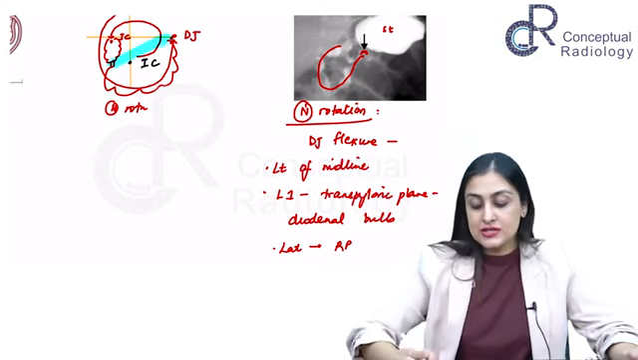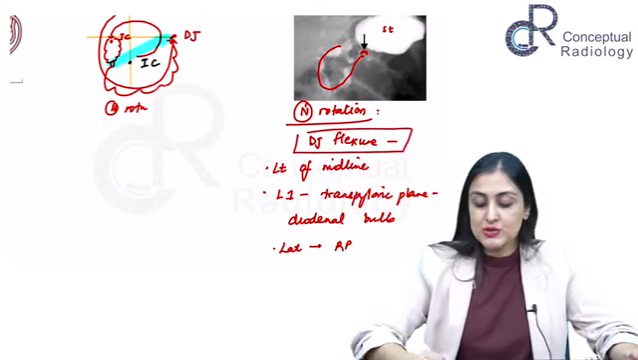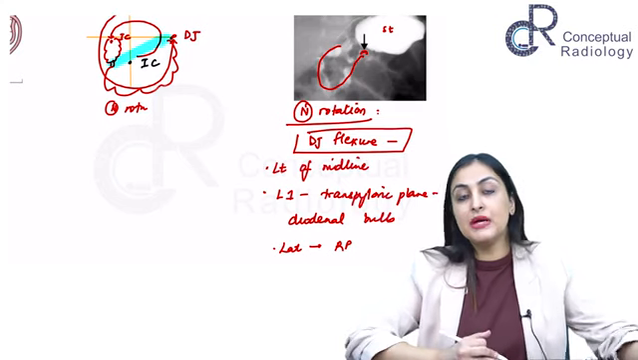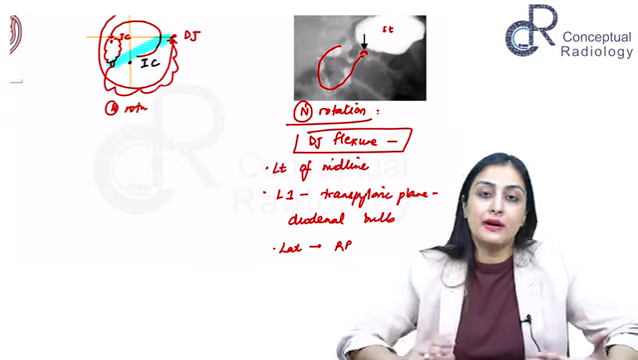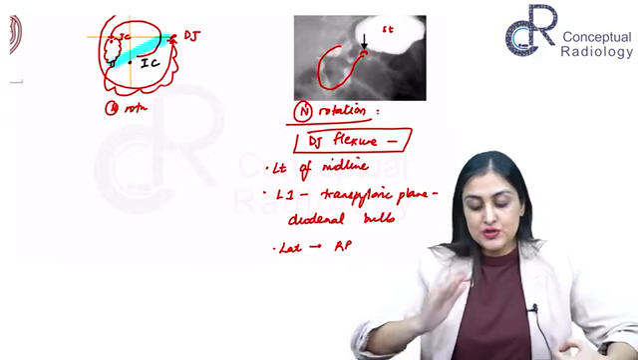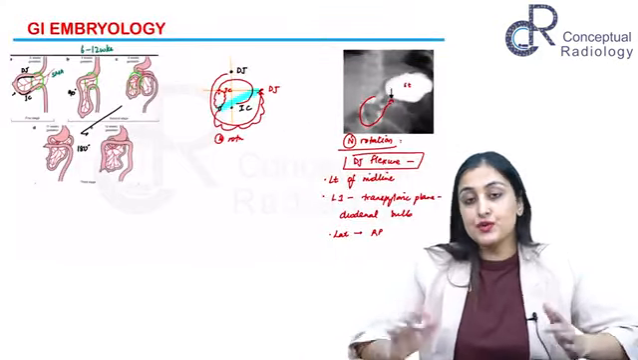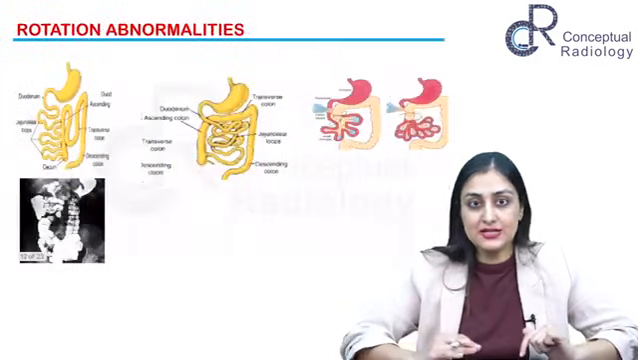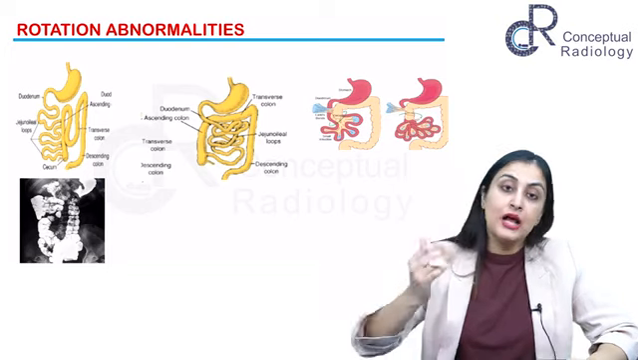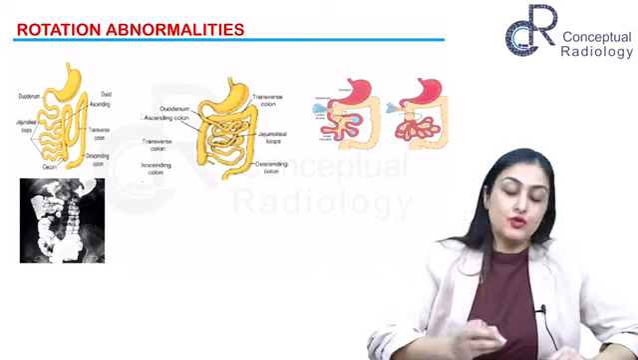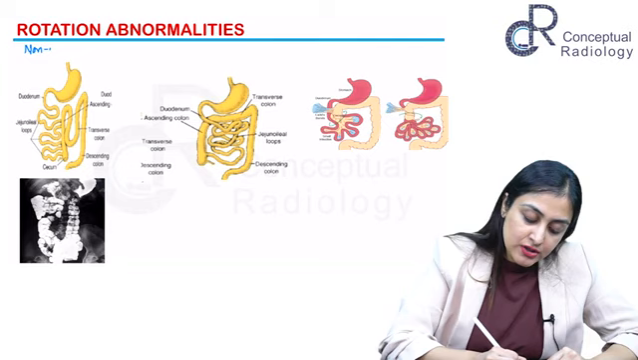All right. So once you see these three criteria being met for the DJ flexure, it's a criteria for normal bowel rotation. Okay. So this is what we now understand as normal rotation. Now let's understand what happens in abnormal rotation, or let's talk about rotational abnormalities.